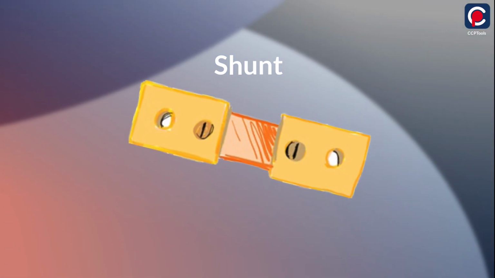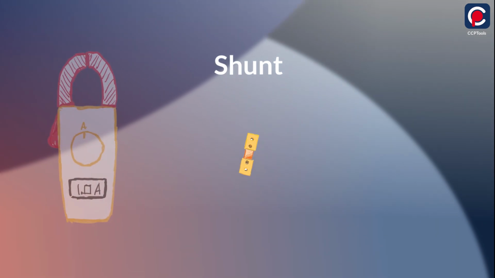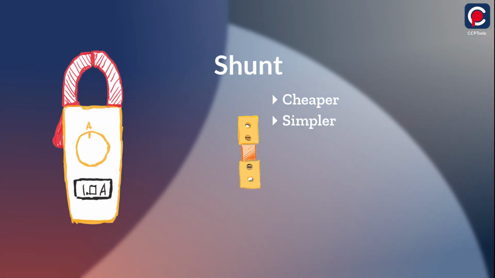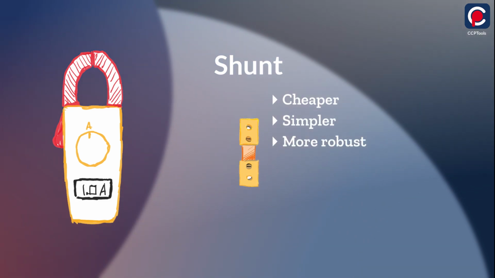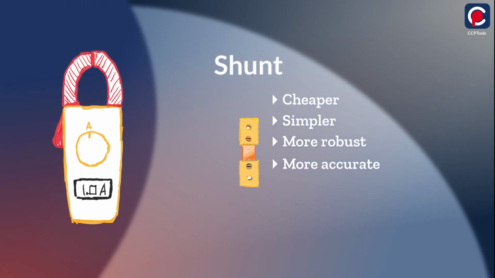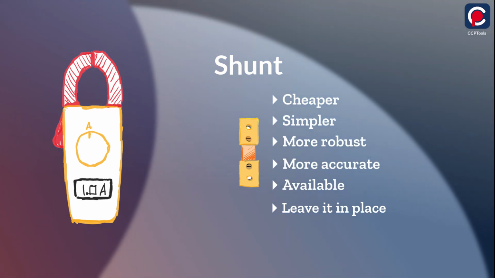Do you know why the shunt is preferable to the clamped DC ammeter? It is cheaper, simpler, and more robust than an ammeter, and more accurate than a clamp-on DC meter, especially in confined spaces and at low currents. It requires a millivolt-resolution multimeter, which is readily available. You can leave it in place for the life of the design.